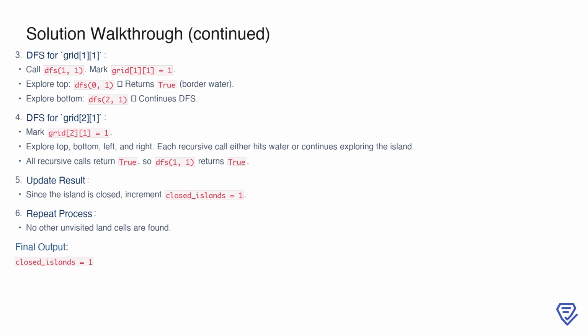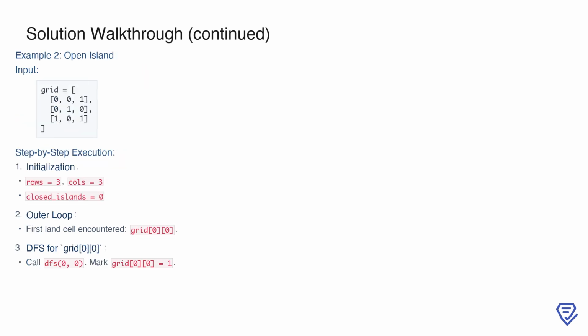equals 1. Now, let's look at a different example where the island is open. Here, the grid is smaller, with dimensions 3 by 3. We initialize rows, cols, and closed_islands similarly to the previous example, starting with a count of 0. As we iterate through the grid, the first land cell we encounter is at grid[0][0]. We begin a depth-first search at this cell by calling DFS(0, 0) and marking it as visited. From here, the DFS explores all four directions.